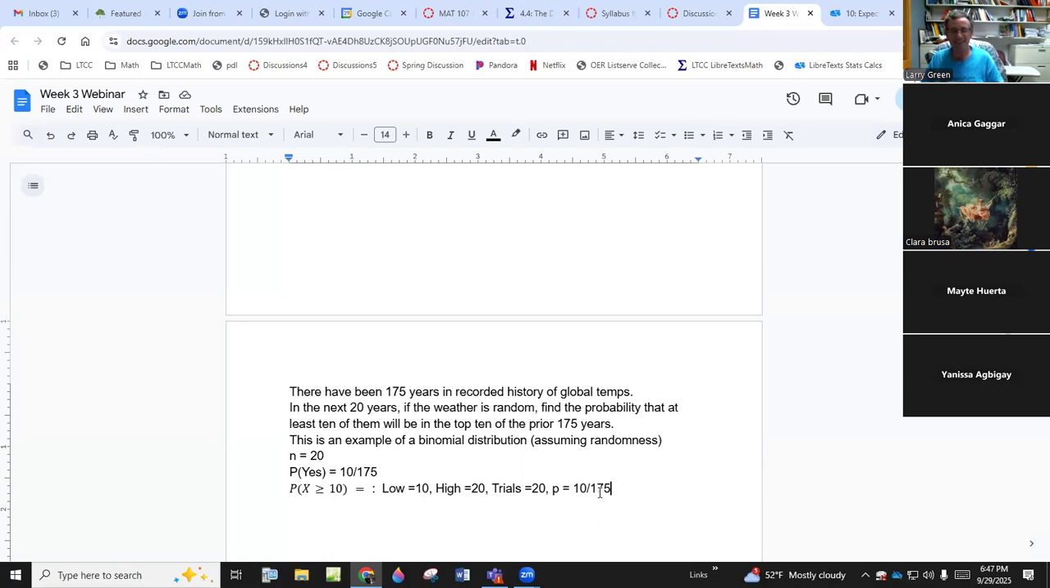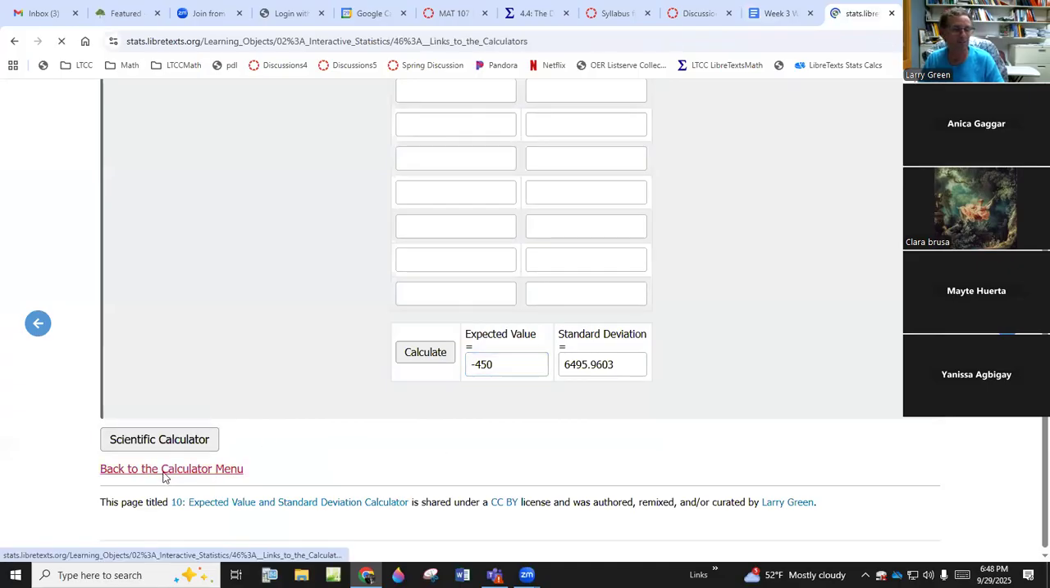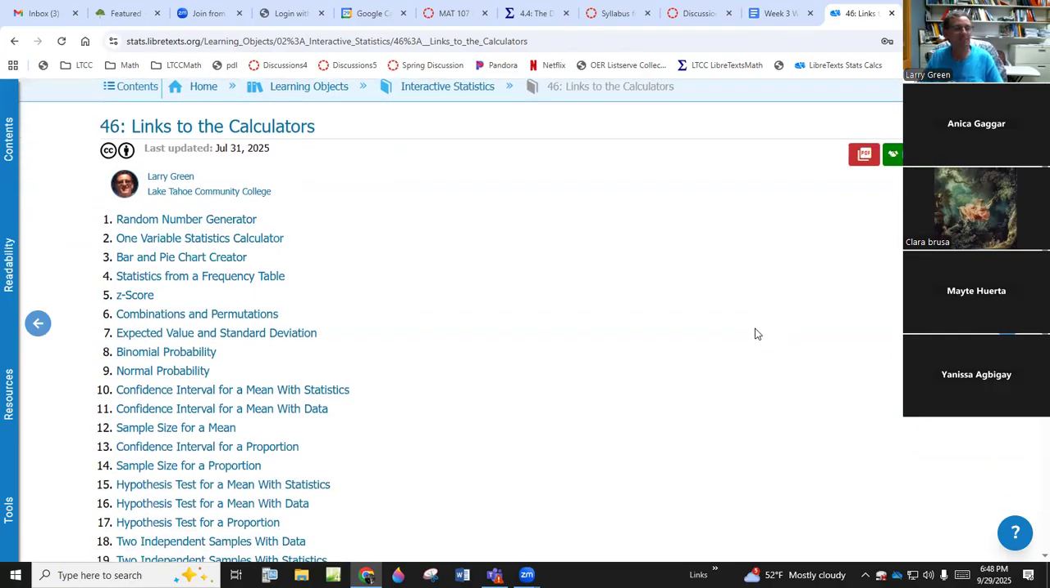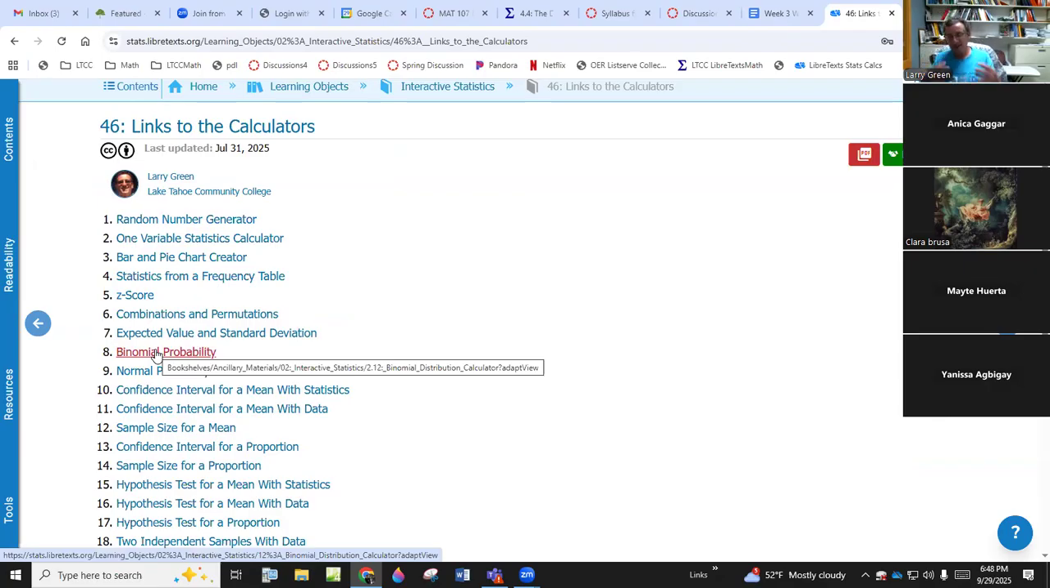This should be an obvious answer. All right. If no one knows, I'm going to use a calculator and go back to the calculator menu. And what calculator number do you think I should use? Yeah, this is number 8 because we have a binomial probability. We're looking at the probability of at least so many yes answers in a yes no question, and that's binomial.